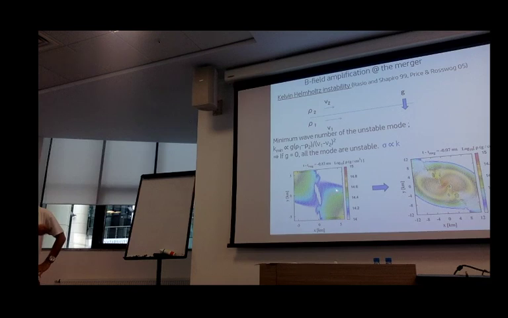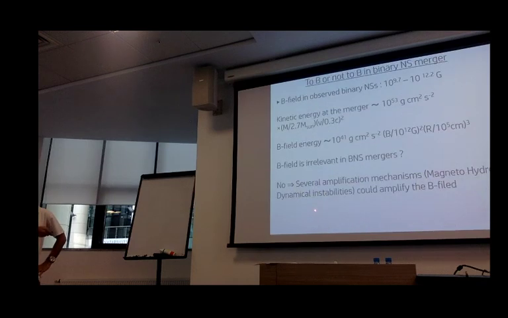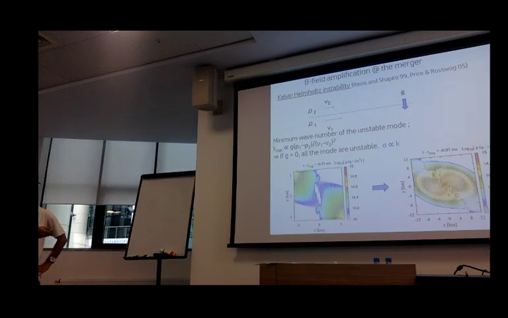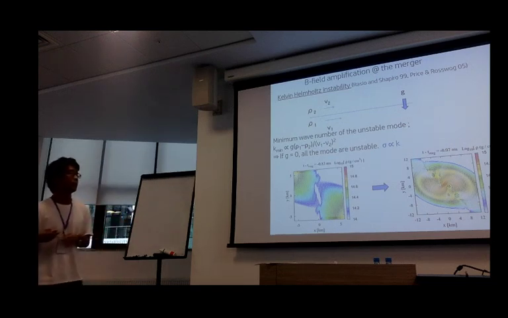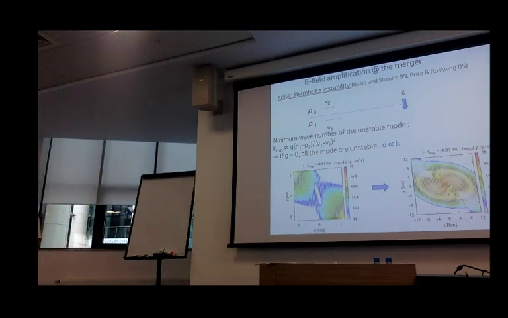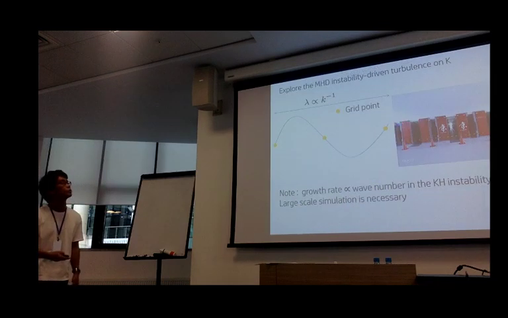Here is the density contour on the orbital plane just before the merger and just after the merger. And you can see that small vortices are produced. And these small vortices wind the magnetic field lines, then the magnetic field is exponentially amplified. This is the basic picture of the magnetic field amplification in binary neutron star mergers.